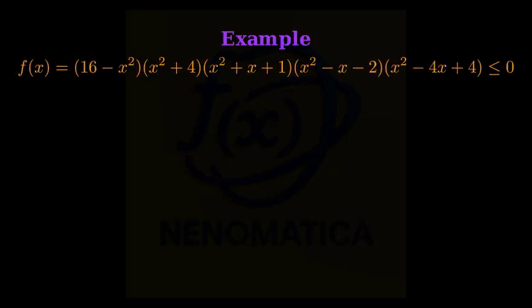In this lesson, we will solve a polynomial inequality by sign analysis. Example. Given f of x equals left parenthesis 16 minus x squared right parenthesis times left parenthesis x squared plus 4 right parenthesis times left parenthesis x squared plus x plus 1 right parenthesis times left parenthesis x squared minus x minus 2 right parenthesis times left parenthesis x squared minus 4x plus 4 right parenthesis is less than or equal to 0. Our goal is to find all real x that satisfy the inequality.